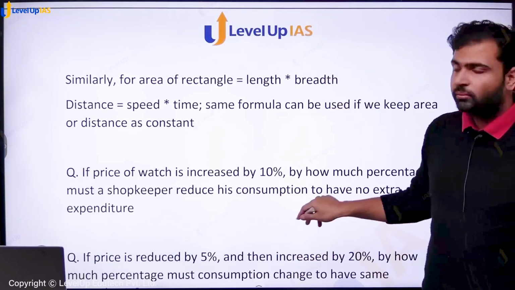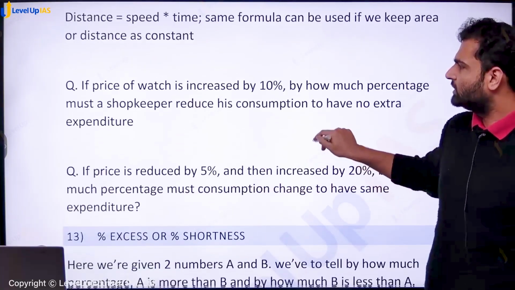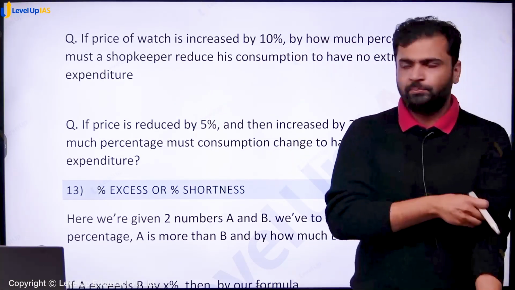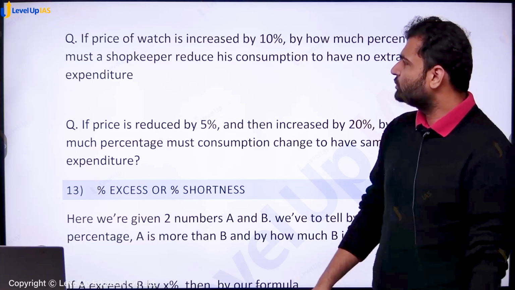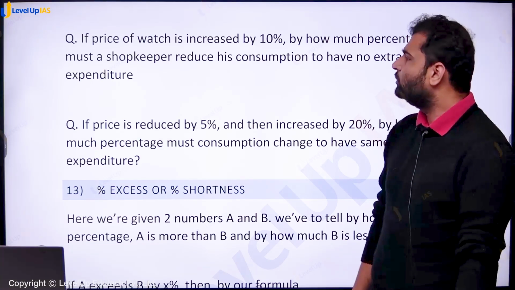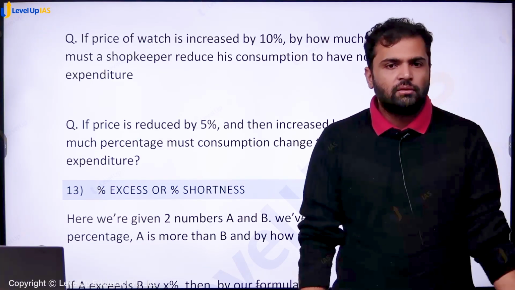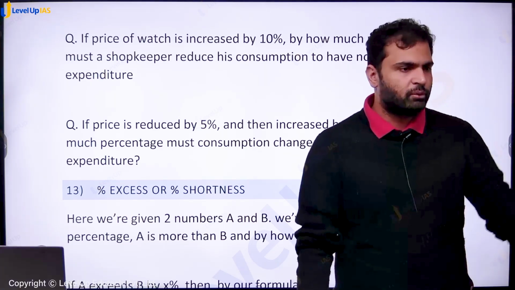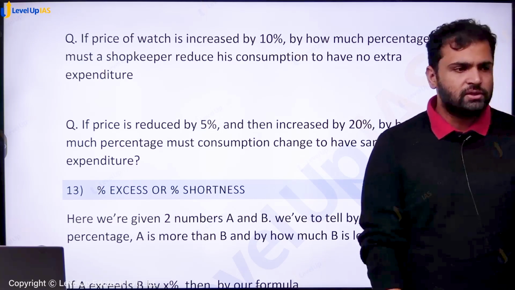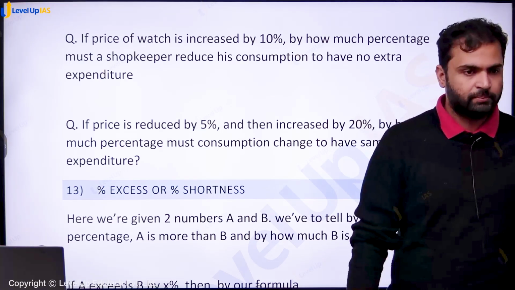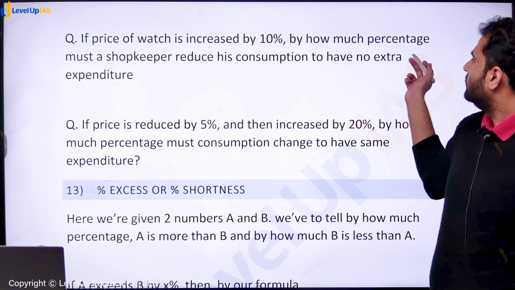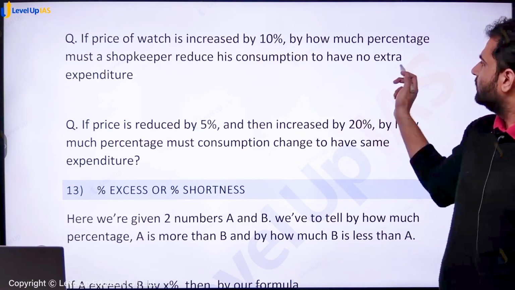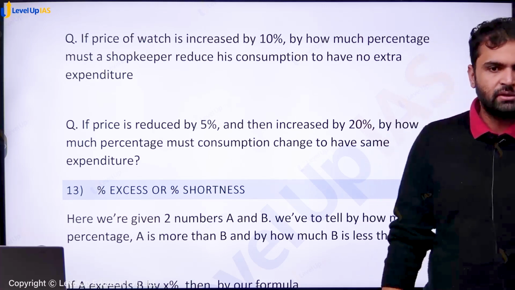Formula I have given, but without the formula, from basic knowledge, let us see how we can do it. Question is, if the price of a watch is increased by 10%, by how much percentage must a shopkeeper reduce his consumption to have no extra expenditure? There is a shopkeeper, the watch shopkeeper, he buys some watches and then probably sells them. The price of the watch, the price at which he gets it, is increased by 10%. So by how much percentage must he reduce his consumption to have no extra expenditure?